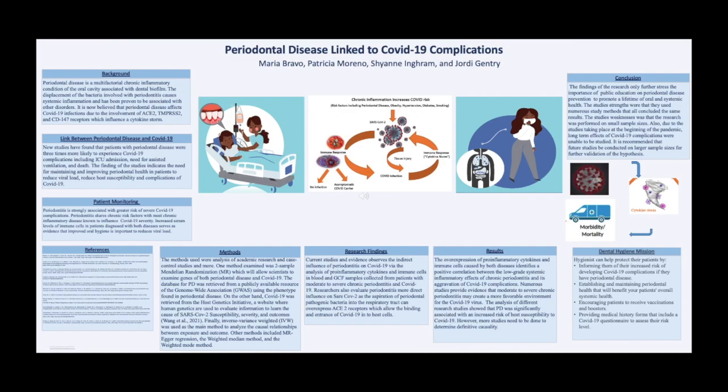Onto our results. We found that the overexpression of pro-inflammatory cytokines and immune cells caused by both diseases identified a positive correlation between the low-grade systemic inflammatory effects of chronic periodontitis and its aggravation of COVID-19 complications. Numerous studies also provide evidence that moderate to severe chronic periodontitis may create a more favorable environment for the COVID-19 virus. The analysis of different research studies showed that pocket depth was significantly associated with an increased risk of host susceptibility to COVID-19.